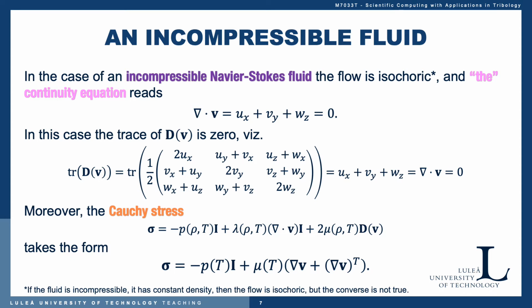For an incompressible Navier-Stokes fluid, we recall the flow is isochoric, and the continuity equation reduces to just the divergence of the velocity being zero. So it's very much simplified. And also the trace of the symmetric part of the stress tensor is 0, by means of the continuity equation. And then the Cauchy stress reduces to the very highly simplified form on the bottom here.